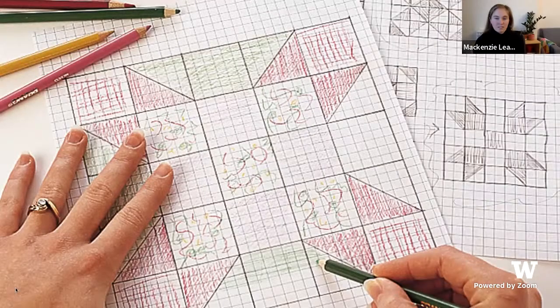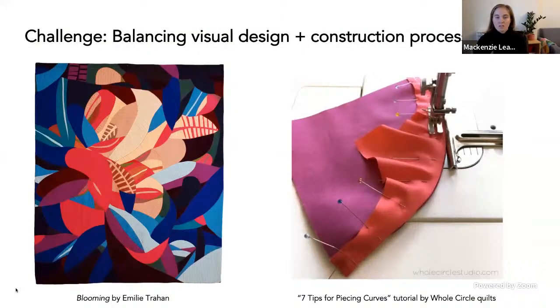But in practice, though, quilt design is quite challenging, and very few people, even those with years of experience sewing quilts, choose to undertake this design challenge. And quilt design is challenging because it involves balancing the visual design elements with knowledge of the construction process.